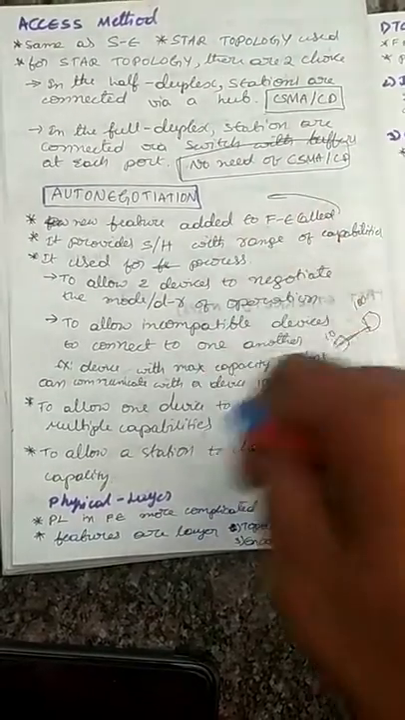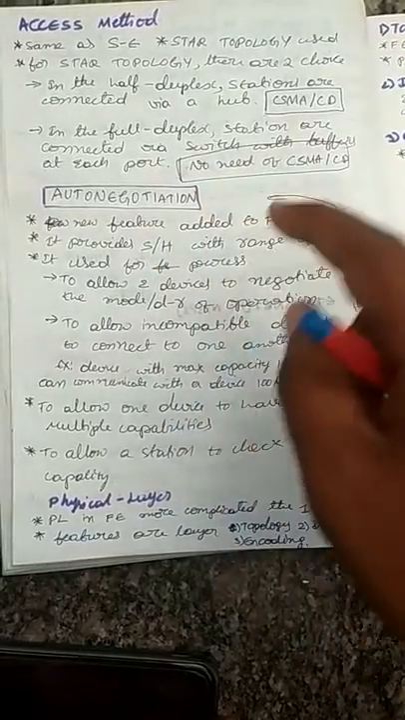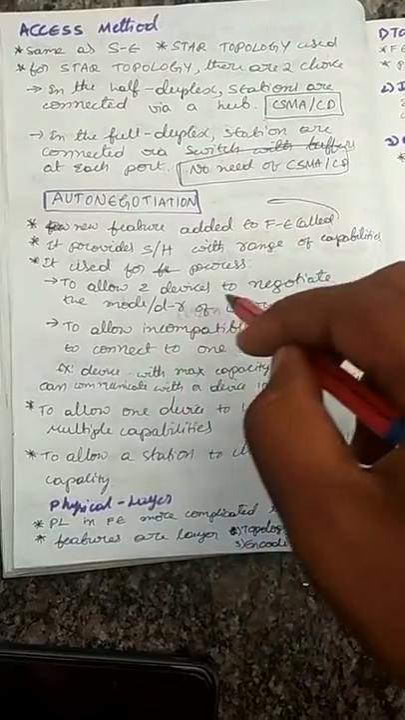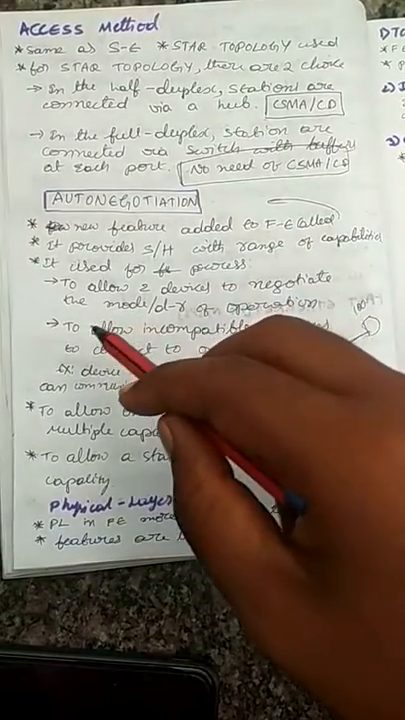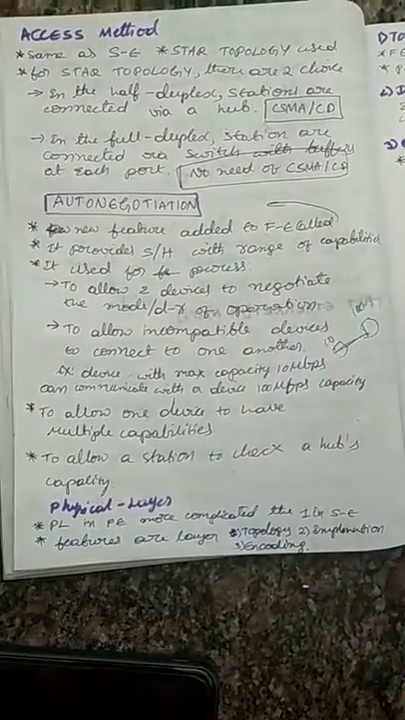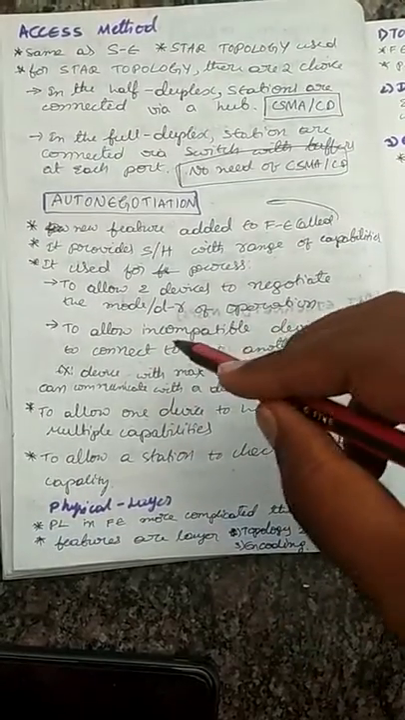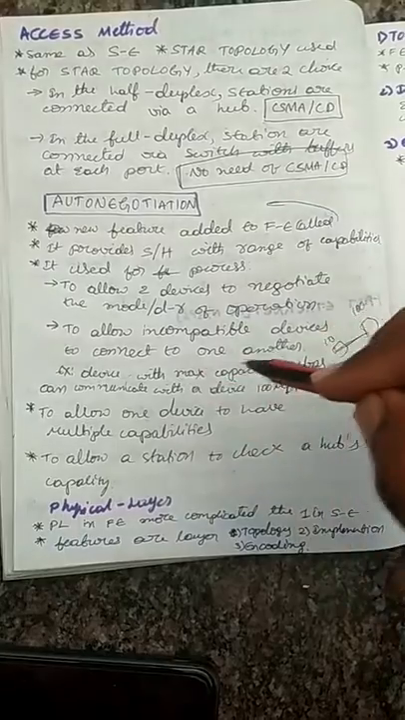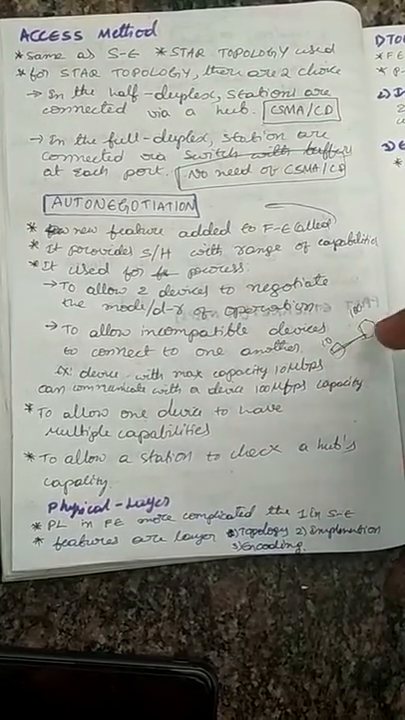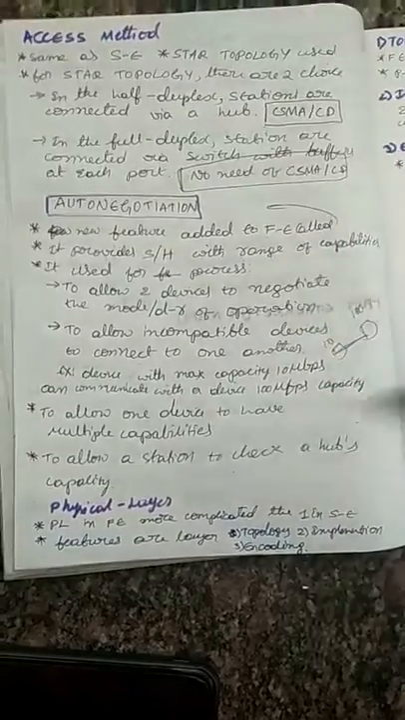What is the importance of this auto negotiation in fast Ethernet? It allows two devices to discuss the mode or data rate of operation. It allows incompatible devices to connect to one another, means devices with different capacities can connect.